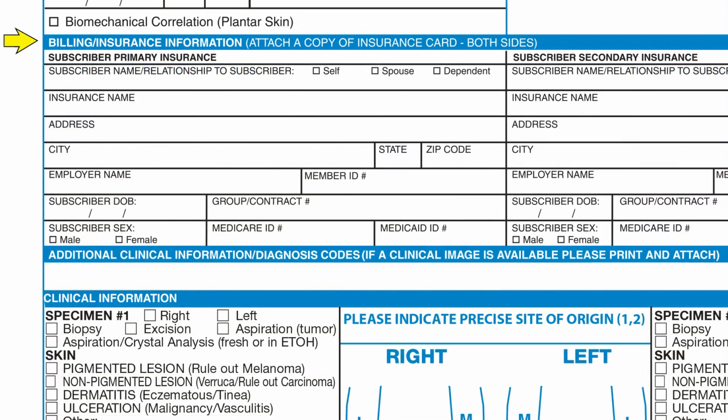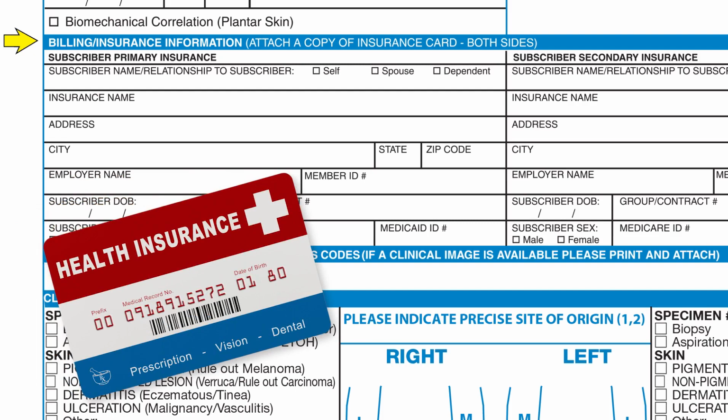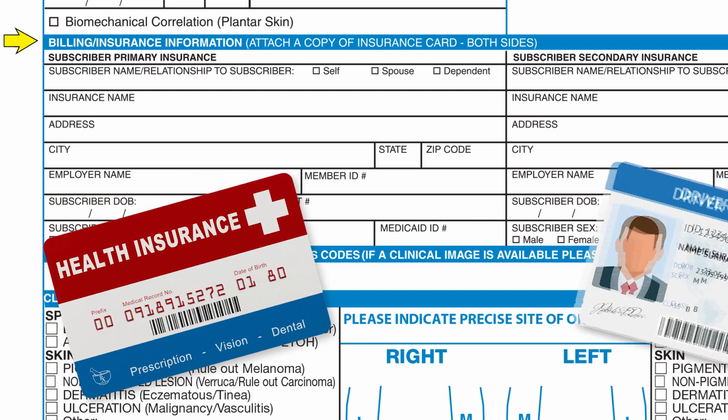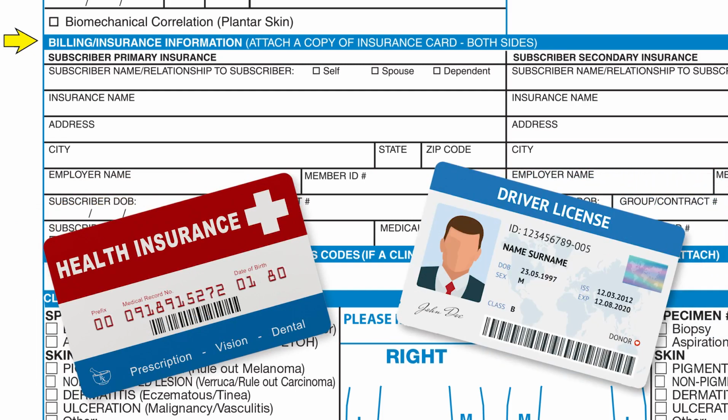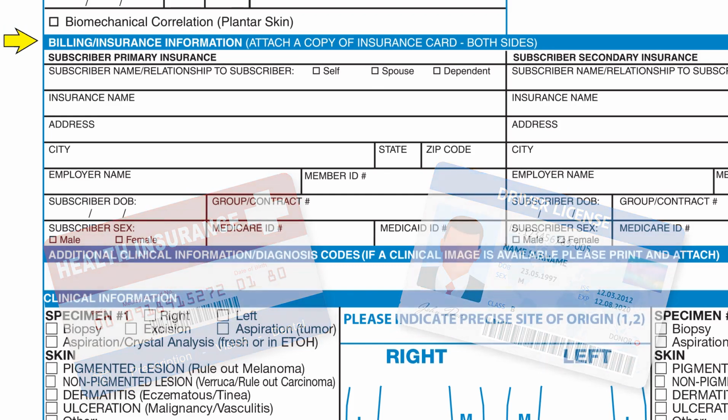The billing information does not have to be on the requisition. The best practice is to provide a copy of the insurance card along with a government-issued ID such as a driver's license. But if the insurance card and license are not available, please write as much insurance information as possible and include the patient's current address.